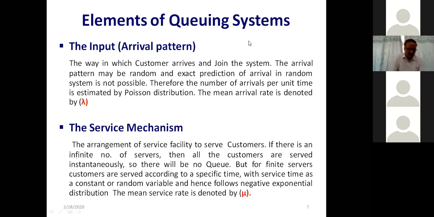Now, in this case, there is this particular queuing model. It is not basically a deterministic type of.